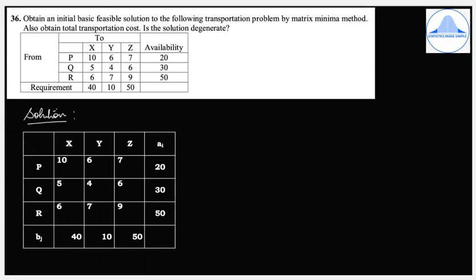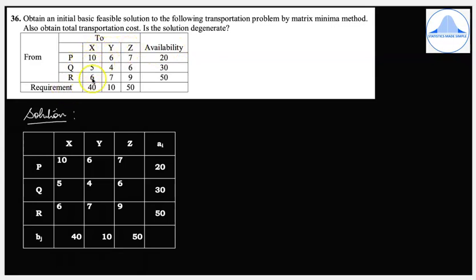Question 36. Obtain an initial basic feasible solution to the following transportation problem by matrix minima method. Also obtain the total transportation cost. Is the solution degenerate? They have given us the origins as P, Q and R, and the availabilities at these origins are 20, 30 and 50, which will be denoted by Ai, and the destinations are X, Y, and Z.